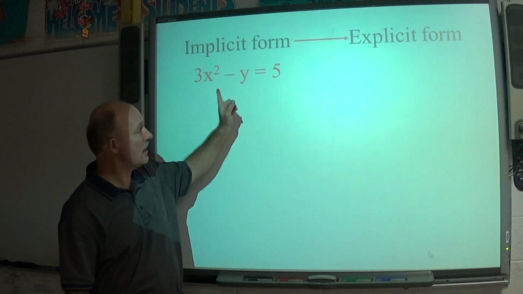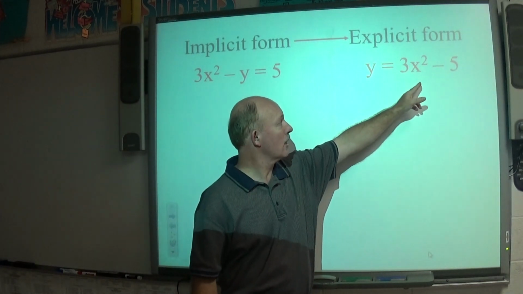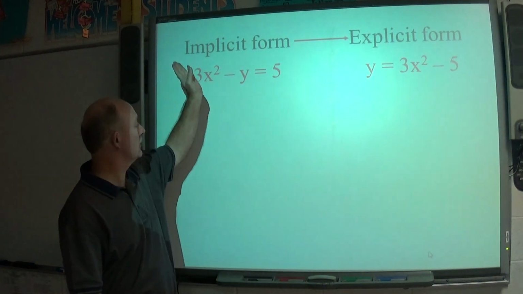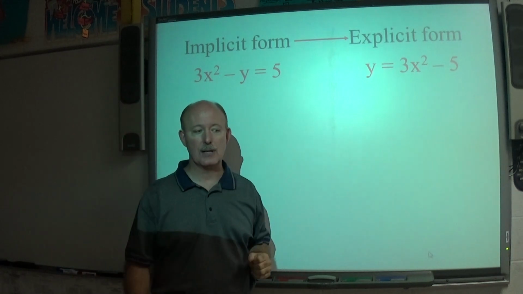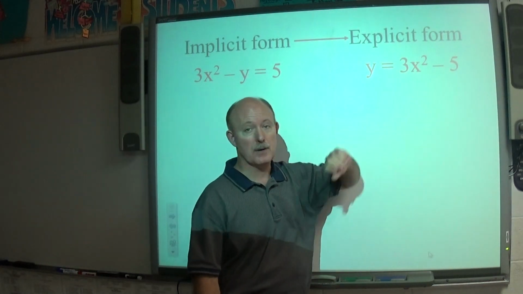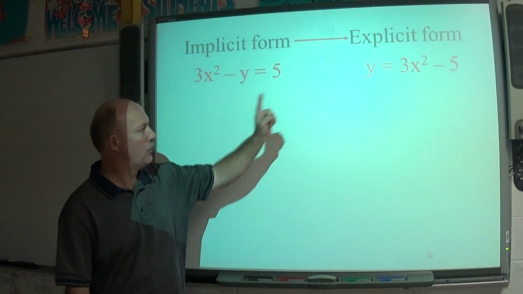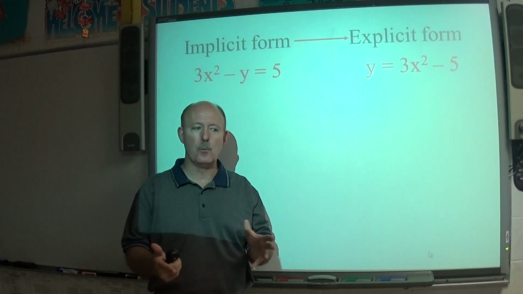The same function solved for y is y equals 3x squared minus 5. We're basically moving the 3x squared over, changing the signs. That's the same function solved for y. To take the derivative of this function is easy, just like we normally do, using the power rule. Very quickly, we can get the derivative of one that's been solved for y.